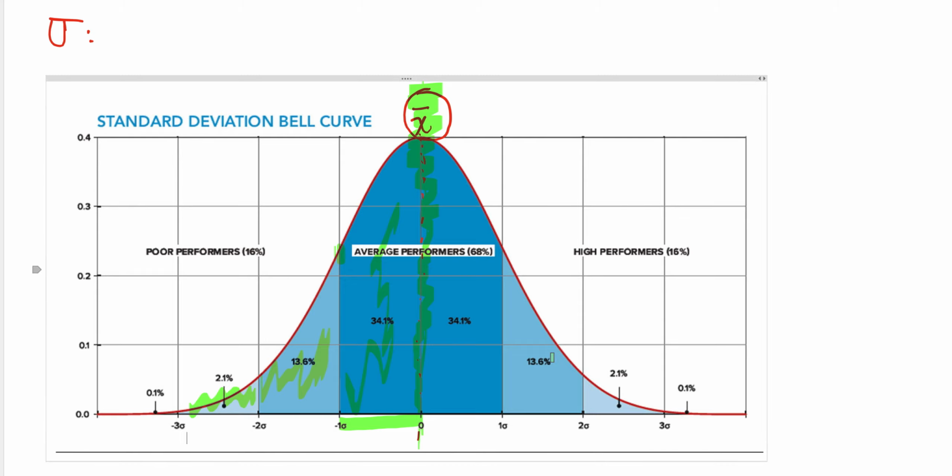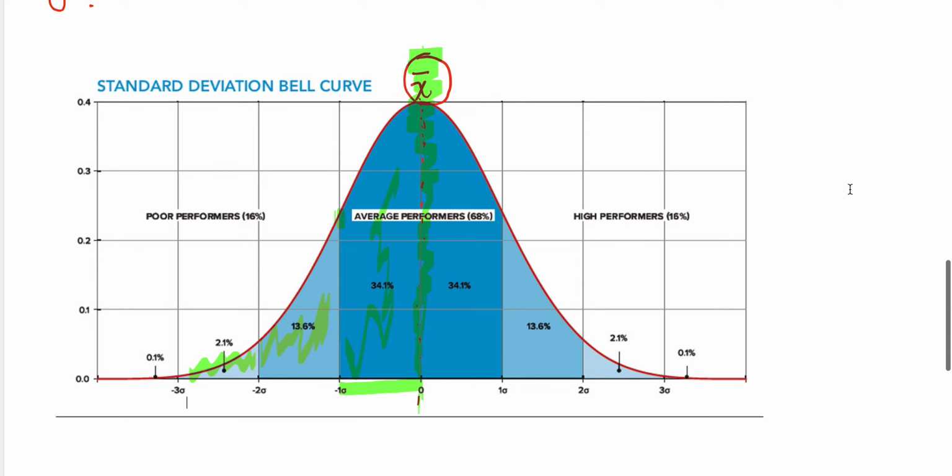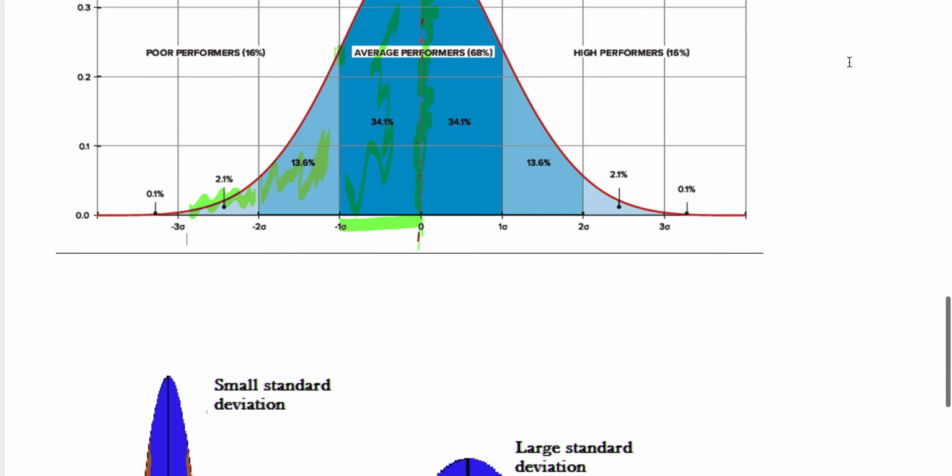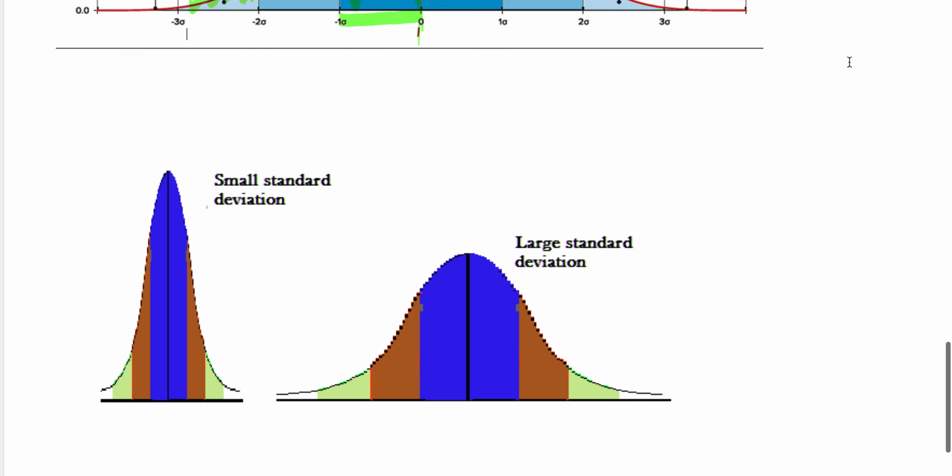Now, if the standard deviation is small, what happens is I have very concentrated data. The data is very close together. It's very, very close. You can see here, it's very, very close. So most of the data is concentrated here. Boom, boom, boom, boom, boom, boom, boom. Very, very close together. Whereas if I have large standard deviation, then the more flat this curve is, the more spread that I have.